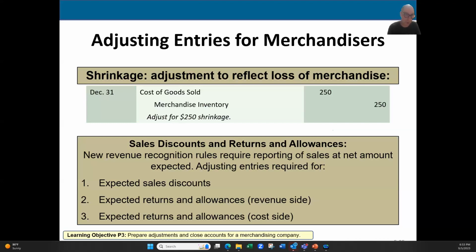Of course, when we do this, there is some expectation and consideration for what we call sales discounts, returns, and allowances that we also have to adjust for. We talked about what those looked like before, but sometimes we also estimate these things and we have to make adjustments.